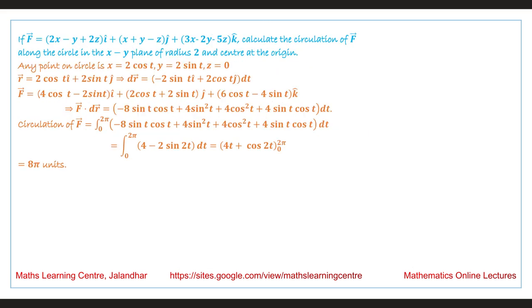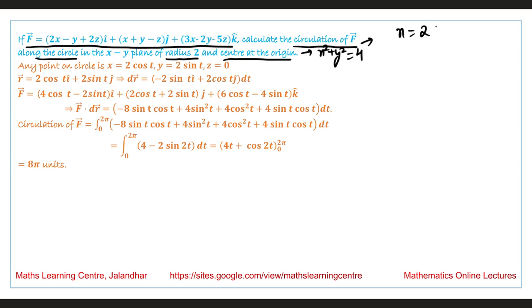Next we have, if f vector is equal to this, calculate the circulation of f vector along the circle in the xy plane of radius 2 and center at the origin. So the circle that is given to us is x square plus y square is equal to 4. So in parametric form the equation is x is equal to 2 cos t, y is equal to 2 sin t, it is in the xy plane. So z is equal to 0, value of t is varying from 0 to 2 pi.